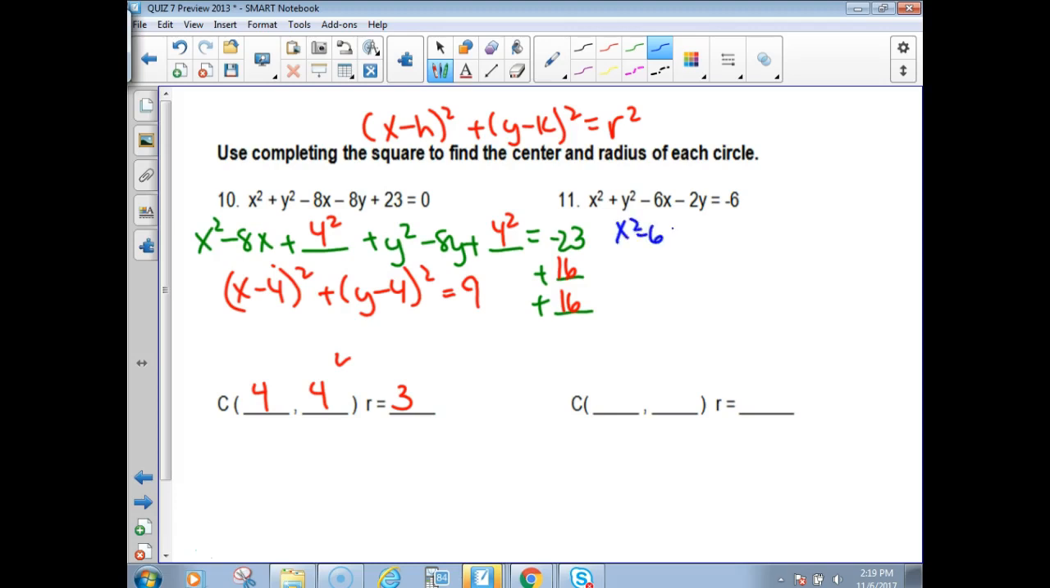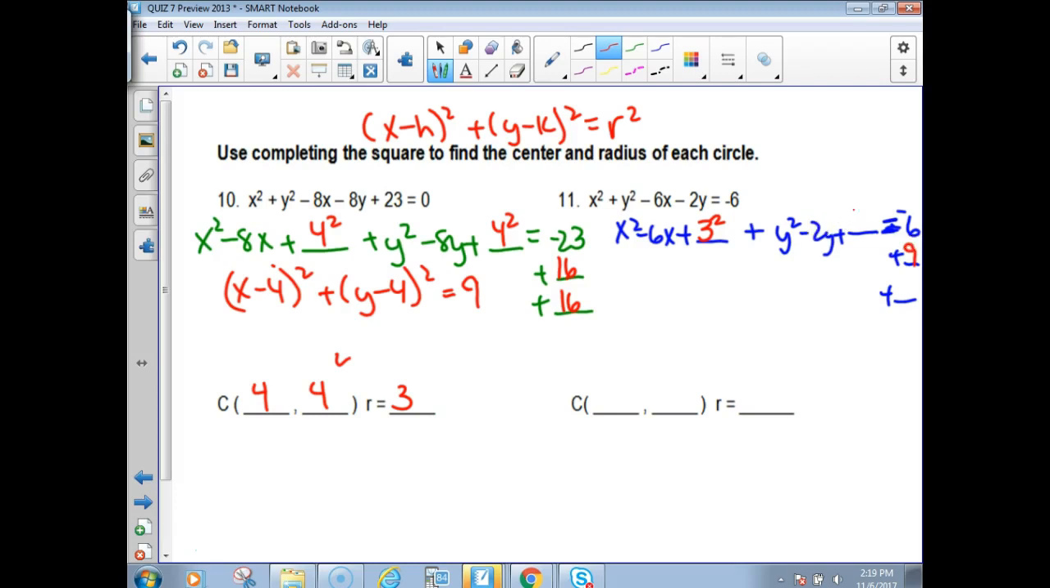X squared minus 6x plus blank plus y squared minus 2y plus blank equals 6 plus blank plus blank. Oh, sorry, it's negative 6. I wasn't moving it. Negative 6 plus blank plus blank. Half of 6 is 3. Squared goes in the blank, or 9.